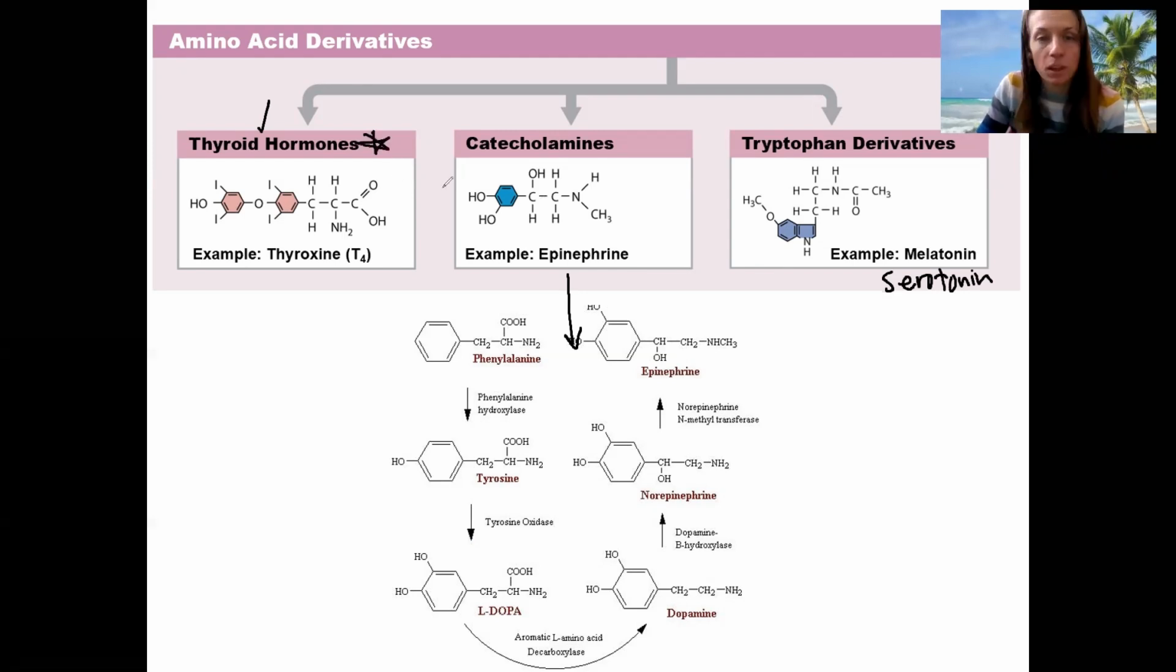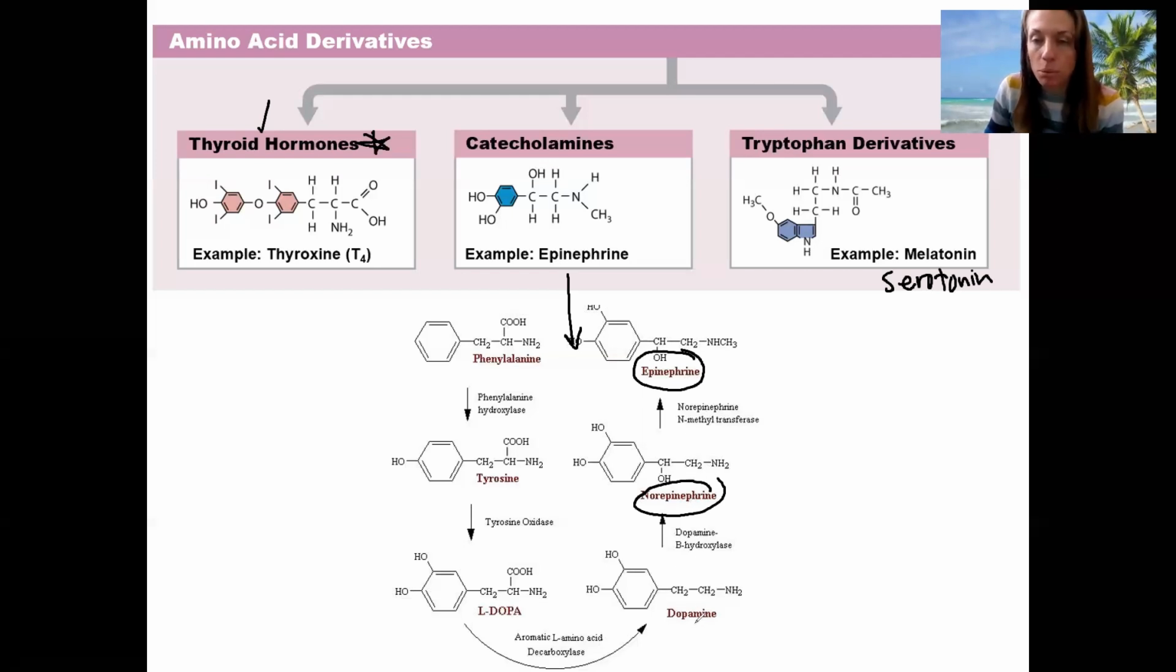Otherwise, we'll talk a little bit more about thyroid hormone when we talk about the thyroid. Catecholamines will come up quite a bit. You know epinephrine already. You know norepinephrine. Epinephrine and norepinephrine are neurotransmitters. Norepinephrine is a very common neurotransmitter in the autonomic nervous system. Both epinephrine and norepinephrine can act as hormones when they're released from the adrenal medulla. So we'll see them again there.